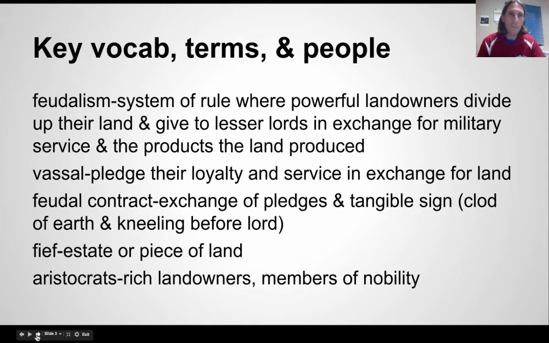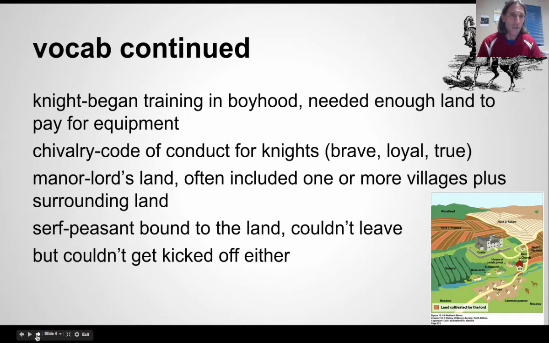When you go through the key vocab words, terms, and people, I have some here that are important to this section. Here are the rough definitions, and I tried to put those somewhat into my own words. The smaller you can make them, the better. If you can add pictures, the better. But be looking for feudalism, vassal, feudal contract, fief, aristocrats, knight, chivalry, manor, and serf.